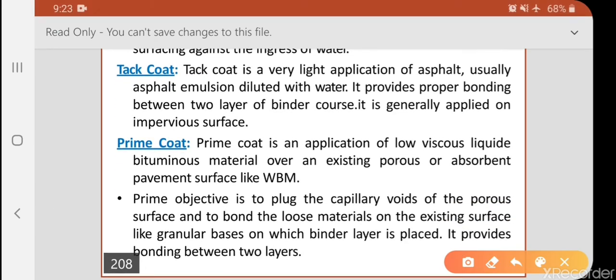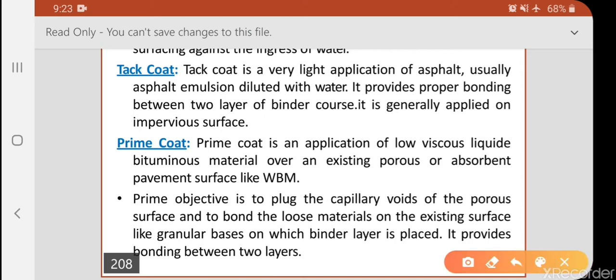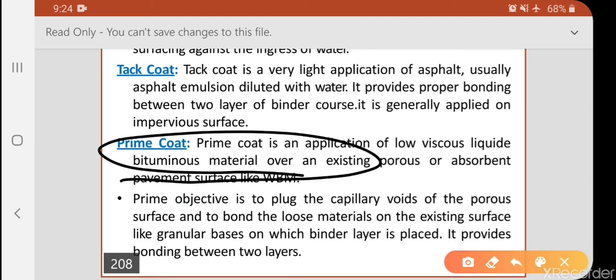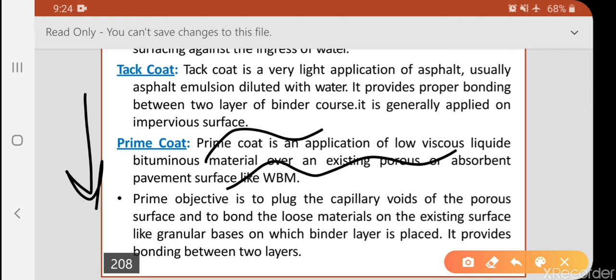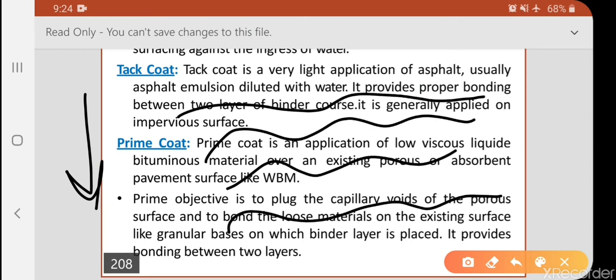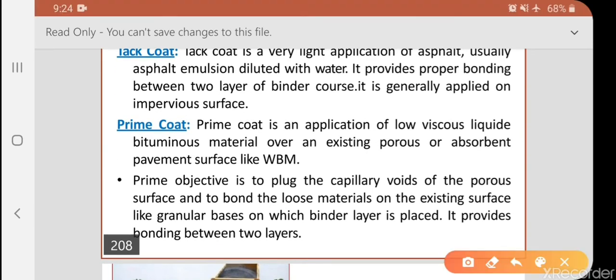Next one is the prime coat. Here a low viscous liquid, that is, a bituminous material, is used, because if we apply temperature, the viscosity will automatically increase. That's why we provide the bituminous material over an existing surface. The viscosity of the material should be low. If you provide a higher viscosity, it will flow like this, so that should not happen.